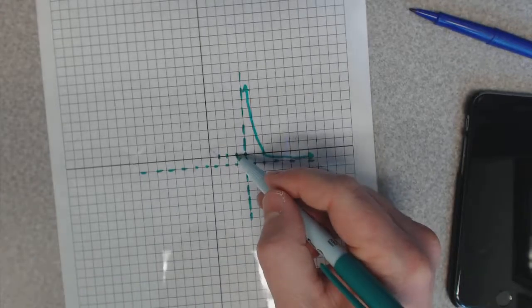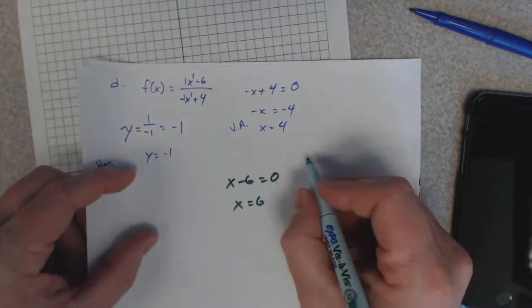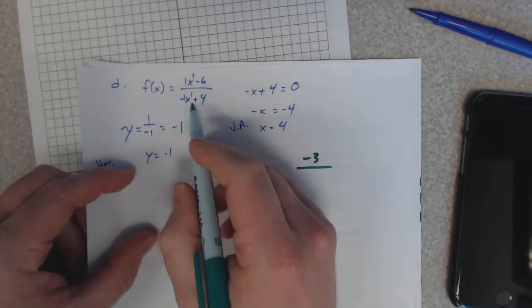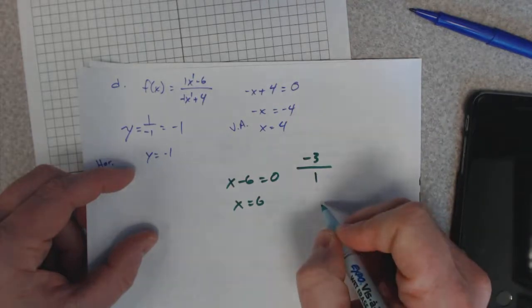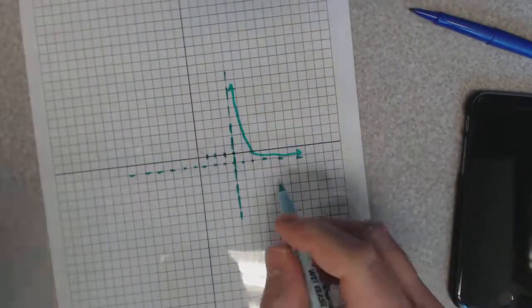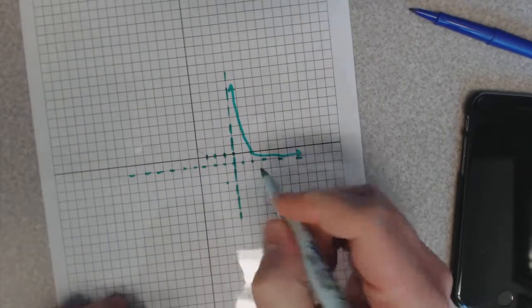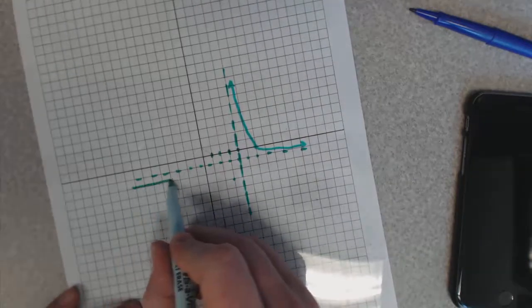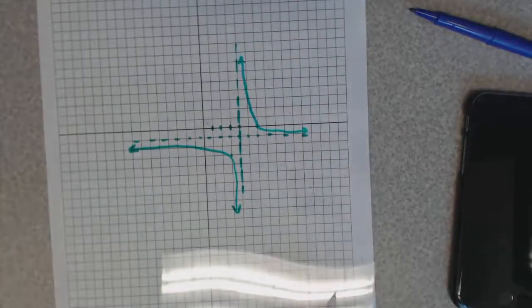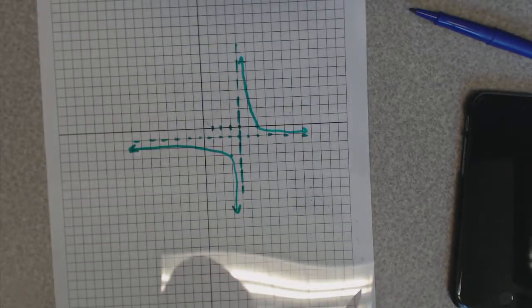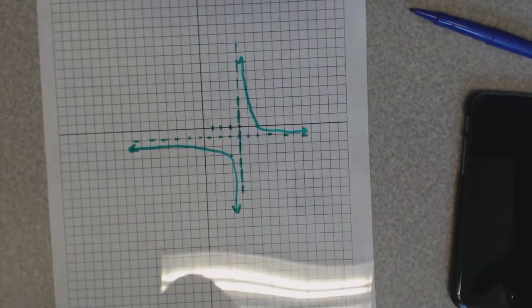So what would happen if I plug a 3 in? If I plug a 3 into this, 3 minus 6 would be -3, and -3 plus 4 would be a 1. That'd be -3. So 1, 2, 3. So the bottom part comes in like so. Cool. And there's your graph of everything.